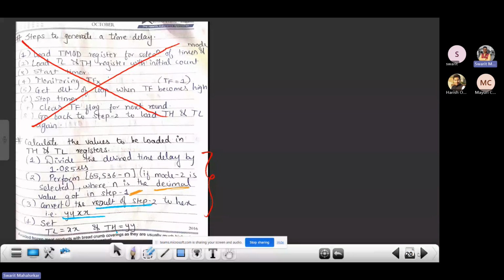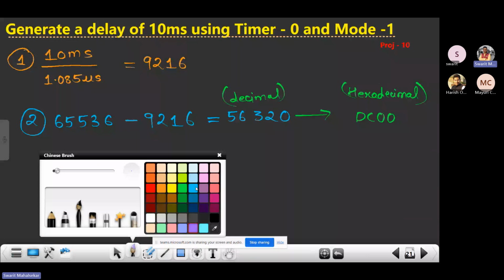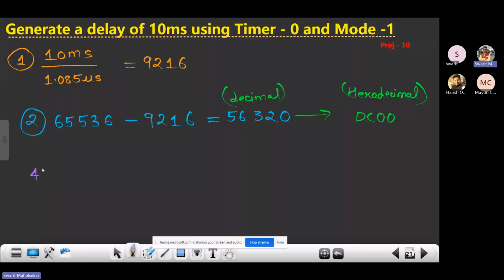Fourth step that we need to execute is this, that is TL0 is equivalent to 00, and then TH0 is equivalent to DC. Okay, great. Now what we'll do, we'll execute this entire logic onto the Keil software. Then we'll run this particular circuit onto the Proteus software, and we will check if we are able to get the desired delay, that is of 10 millisecond or not.